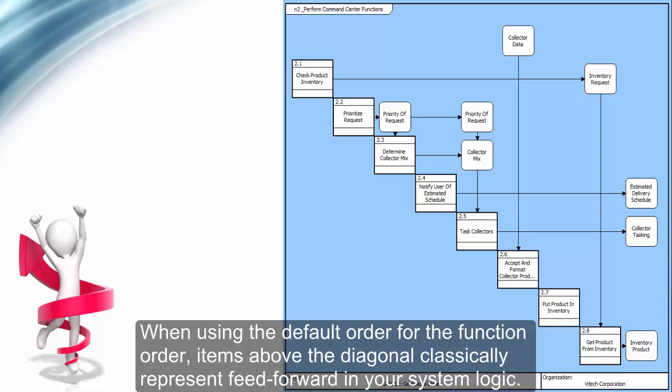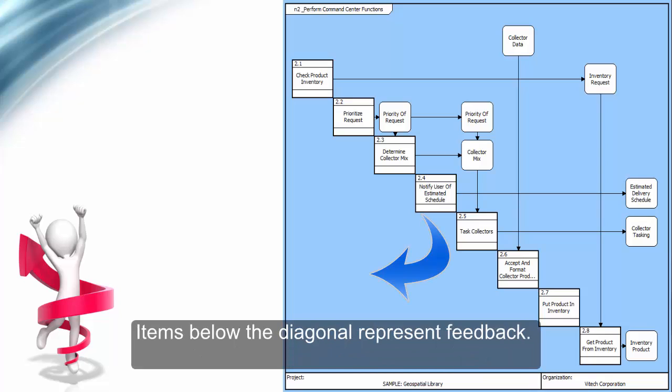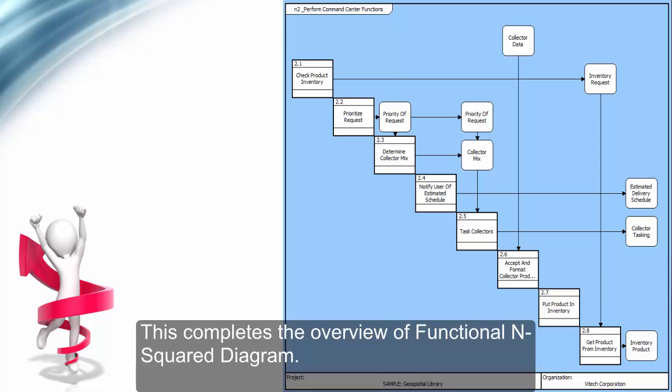When using the default order for the function order, items above the diagonal classically represent feed forward in your system logic. Items below the diagonal represent feed back. This completes the overview of the functional n-squared diagram.